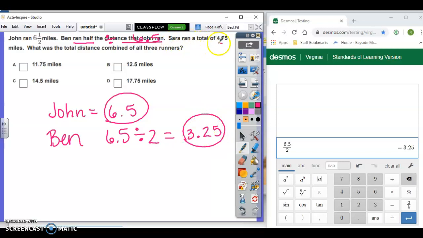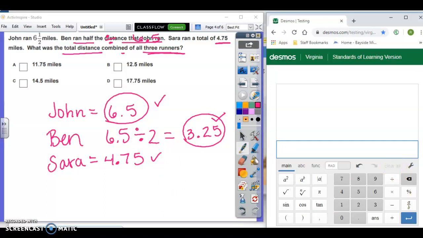And then Sarah ran a total of 4.75 miles. So Sarah, and the question says, what was the total distance combined of all three runners? So we need to take all three numbers and just add them up. And we get 14.5. So the answer is C.